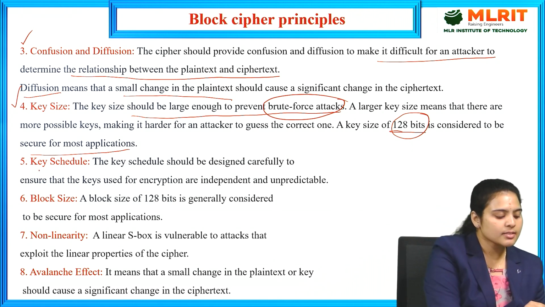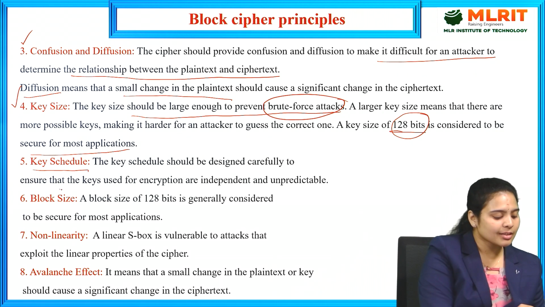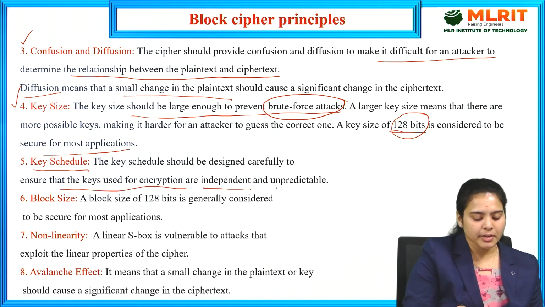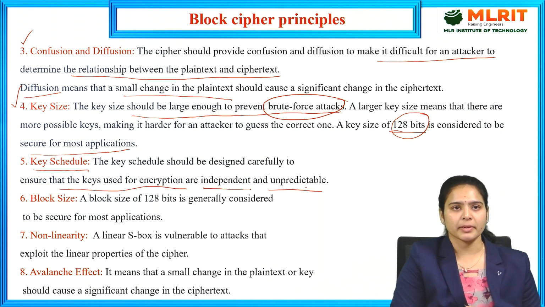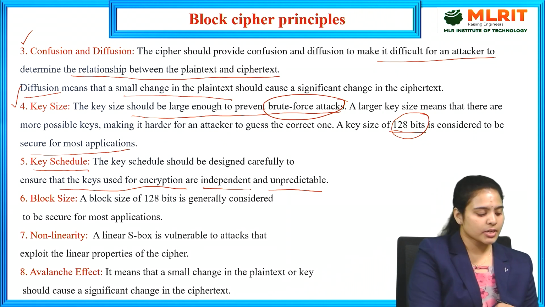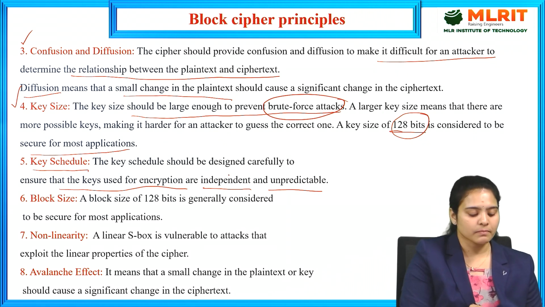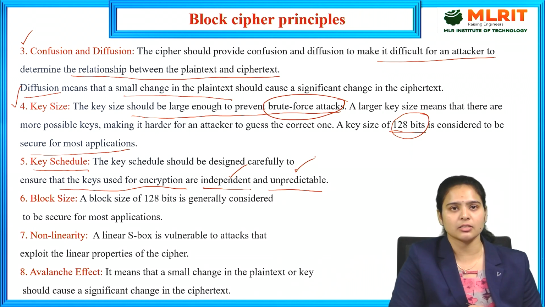The next one is the key schedule process. In this key schedule process, mainly the keys used for encryption are independent and unpredictable. Basically we are going to see the key schedule process while we are using 64 bits or 128 bits. While we are using it for encryption or decryption, the keys should be independent and unpredictable.